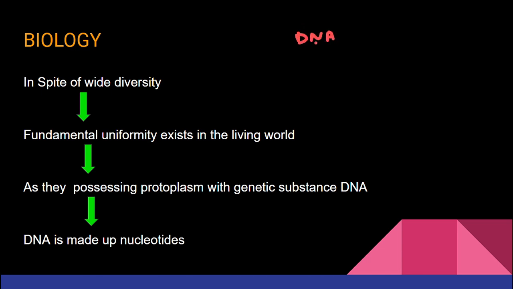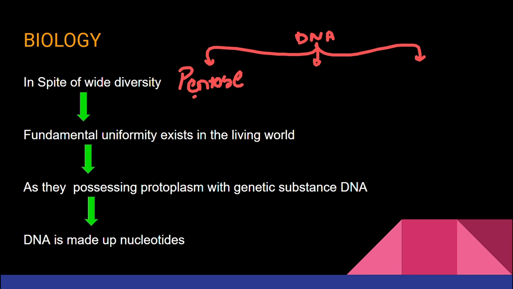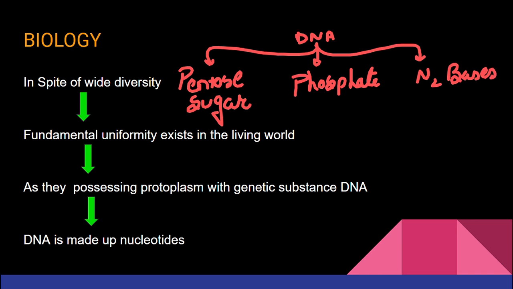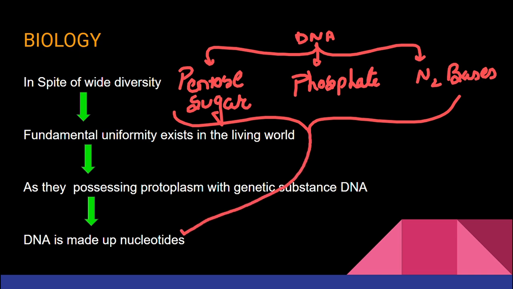So DNA is composed of three different things. What are the three different things? One is your pentose sugar. The other one is your phosphate. The next one is your nitrogenous bases. When all three components are present, we call it a nucleotide. Now there is another term, we call it a nucleoside.